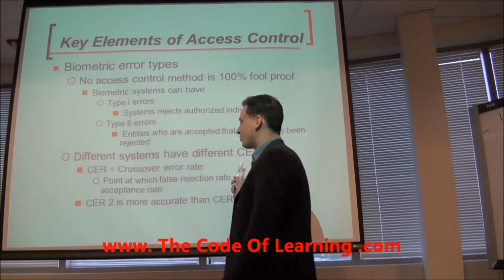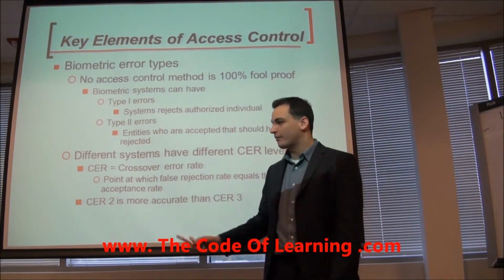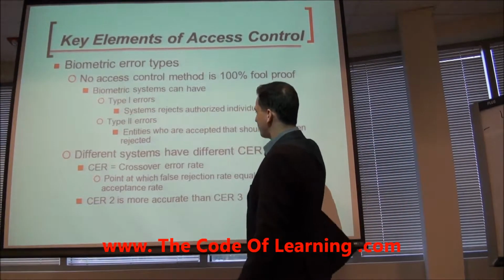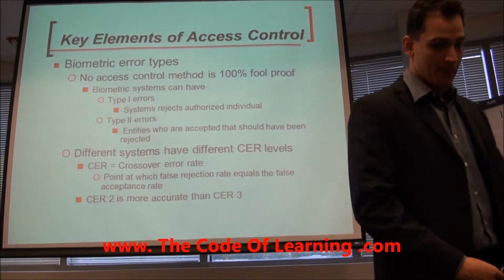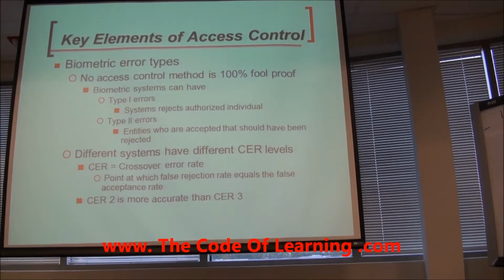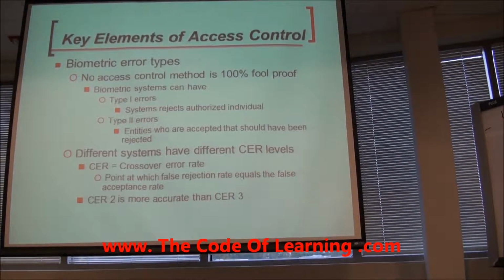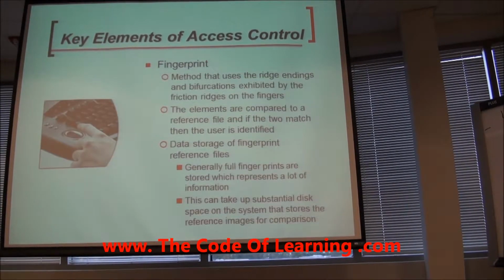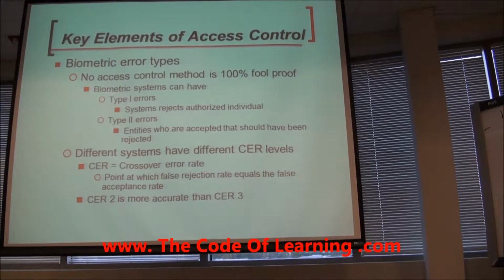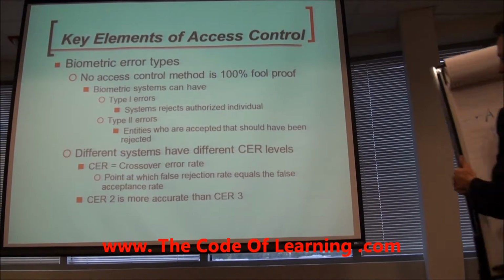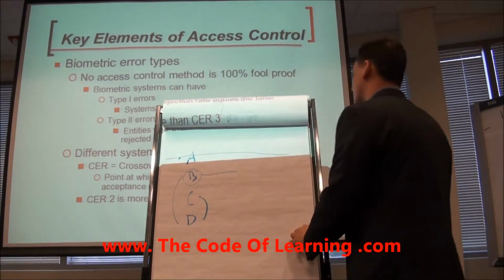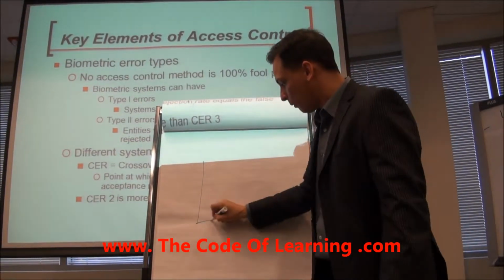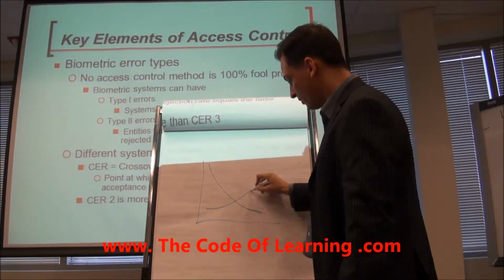The CER is the most important part. This is called your crossover error rate. And the way that this looks is you can graph type 1 errors and type 2 errors out. It may be in the next slide. Of course not. Alright, so here's the way it looks. Normally there's a graph, you just do an XY graph here, and you have some sort of system like this.